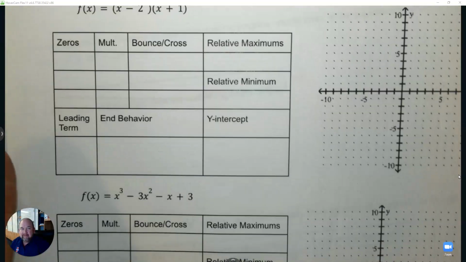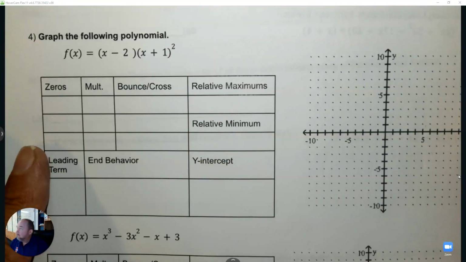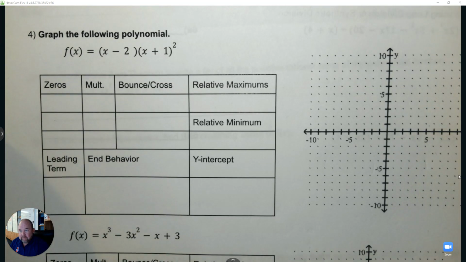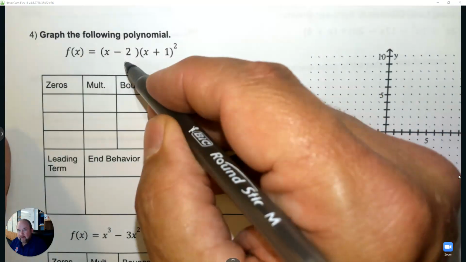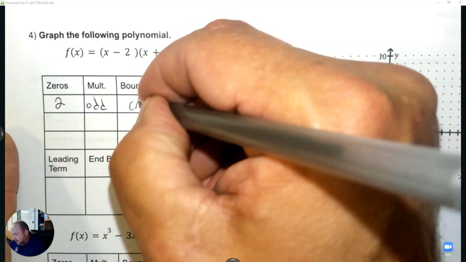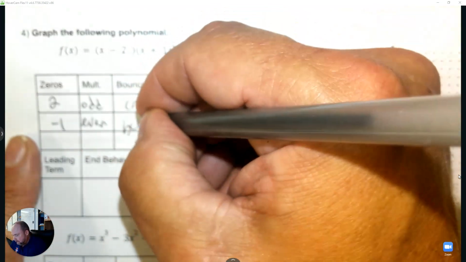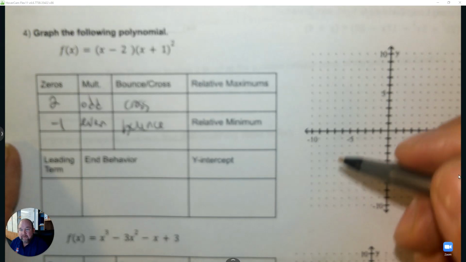All right, let's try this again. And this will be our last one, then I'll do a second video. So the zeros are at +2. The exponent is odd, so it's going to cross. Next is at -1. The exponent is even, so it's going to bounce. That's it.